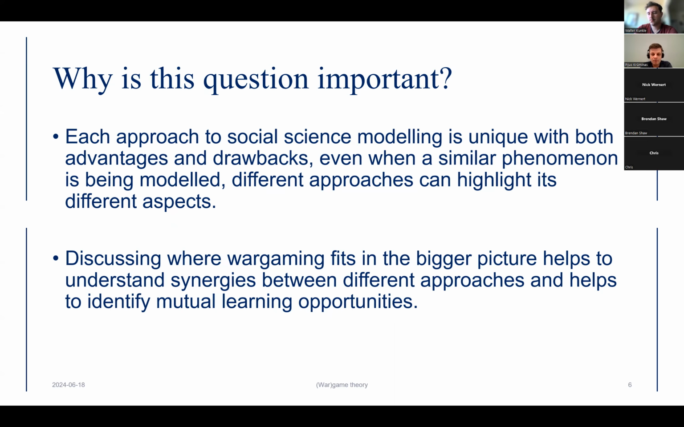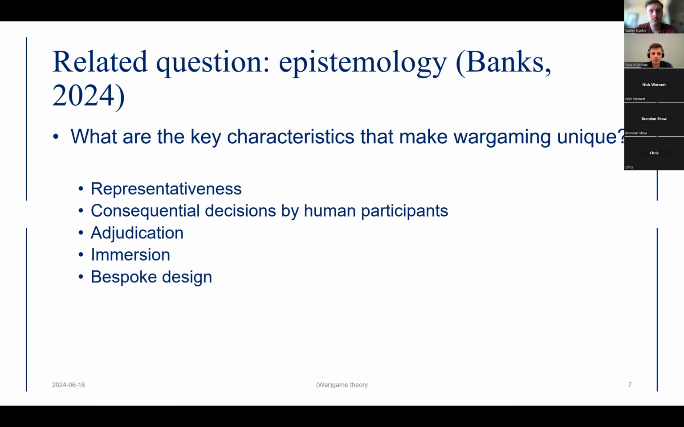And the second point is that if we discuss wargaming in relation to these different types of methods, it also helps us to better understand what wargaming can take from these other approaches and from this existing research, and what it can also give to others.